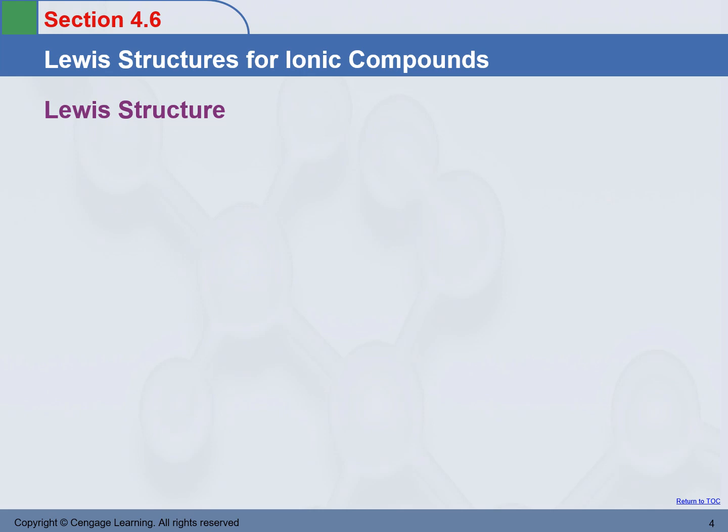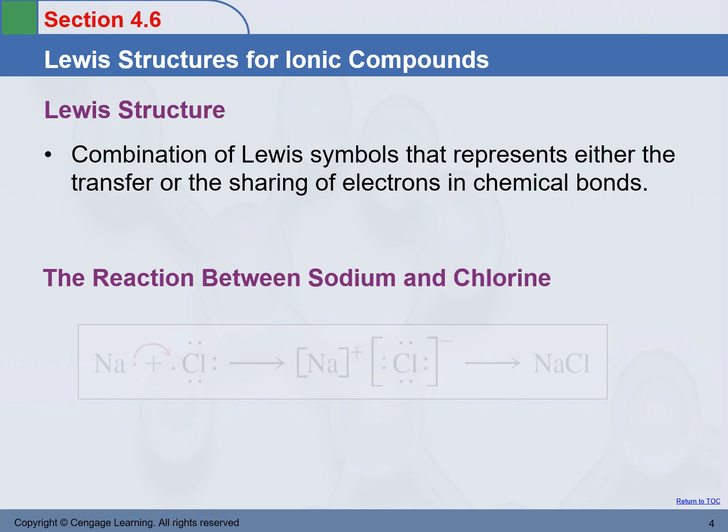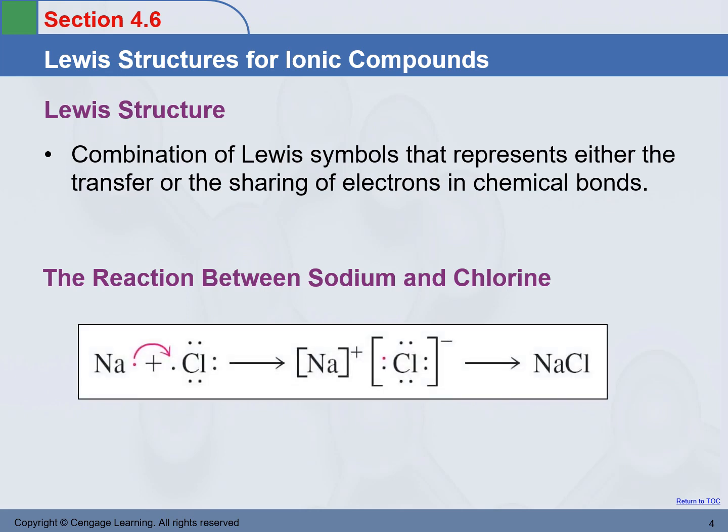Now it comes to today's topic, Lewis structure. It is a combination of Lewis symbols that represent the transfer or sharing of electrons in chemical bonds. In this chapter, we focus on the transfer, losing or gaining. Sharing is the topic of the next chapter. So again, let's look at the sodium chloride situation. There are 2 lonely atoms. One is sodium, one is chlorine, and this is their Lewis structure.